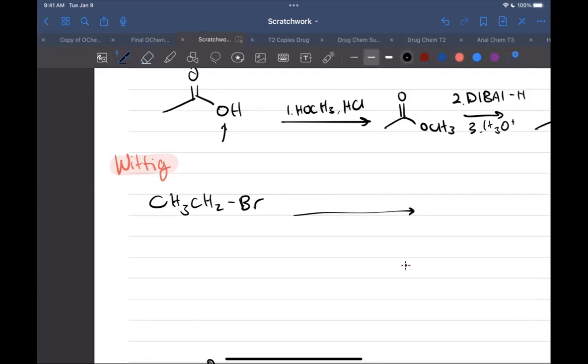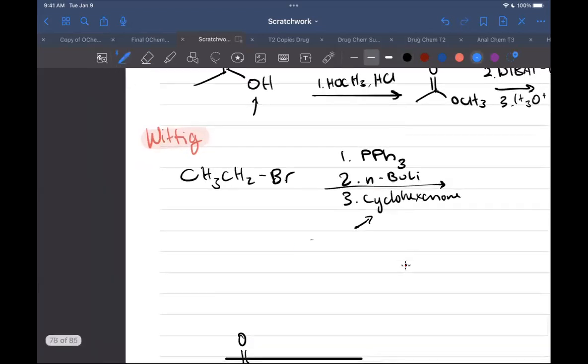You treat it with your ylide, 1, PPh3. And remember, Ph is phenyl. I don't want to draw it out in all honesty, so I'm just going to keep it as phenyl. And butyl lithium, 3, cyclohexanone. And this is just the ketone that I'm reacting with. So if I were to redraw it, this is cyclohexanone.